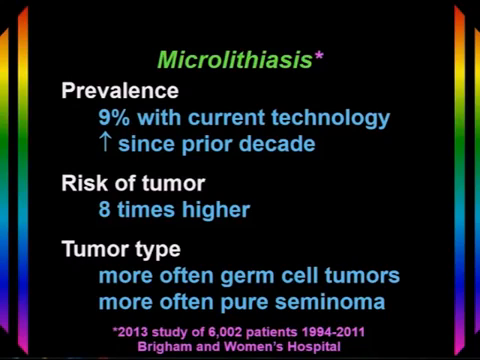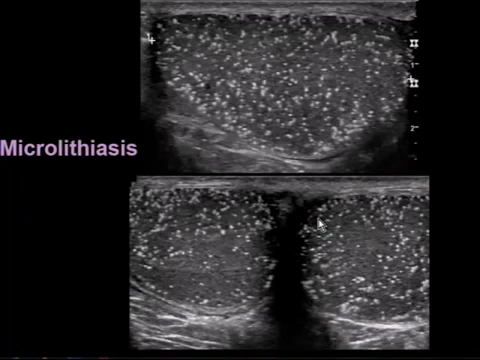The risk of malignant tumors in patients with microlithiasis is 8 times higher than those without microlithiasis. And typically, the tumors are more often germ cell tumors and more often pure seminomas than are tumors in patients without microlithiasis. And these numbers are based on a study we did of over 6,000 patients at Brigham and Women's Hospital. So here's a patient with bilateral microlithiasis.